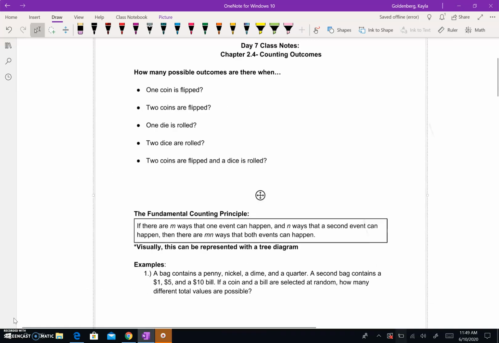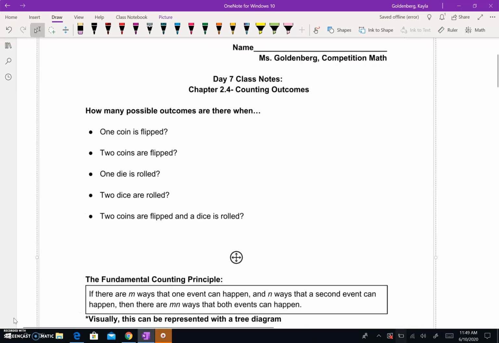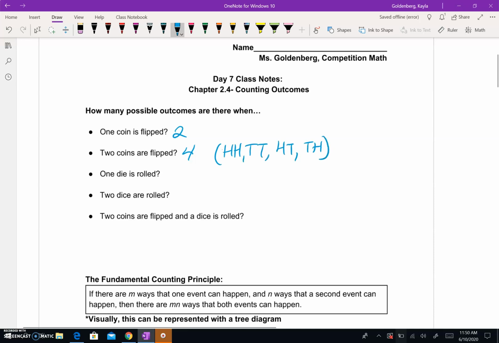Okay, we are on page number 92 of the course packet under day 7 content. So thinking through possible outcomes, you could probably answer these questions really easily. How many possible outcomes are there when a coin is flipped? Heads or tails. When 2 coins are flipped, it's a little harder to think through at first, but there are actually 4 possible outcomes. You could have heads, heads, tails, tails, heads, tails, tails, heads. When 1 die is rolled, there are 6.